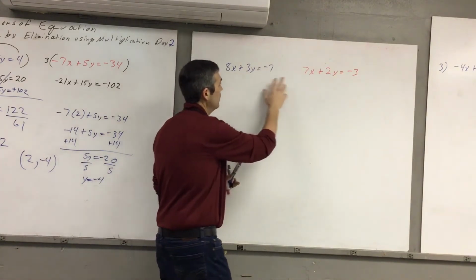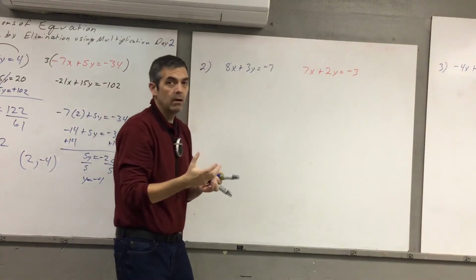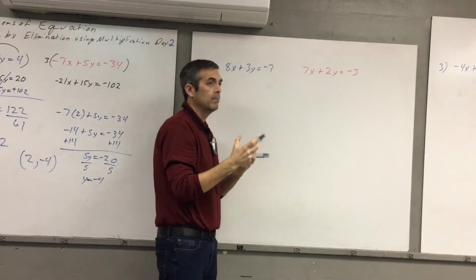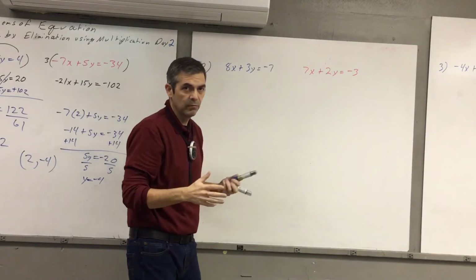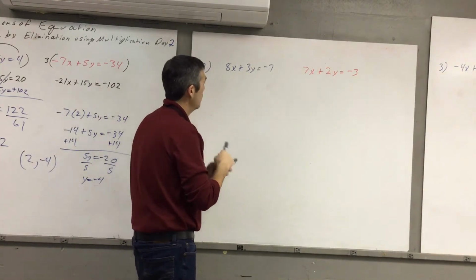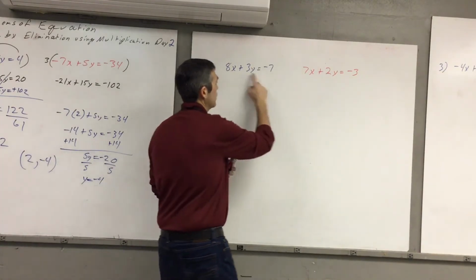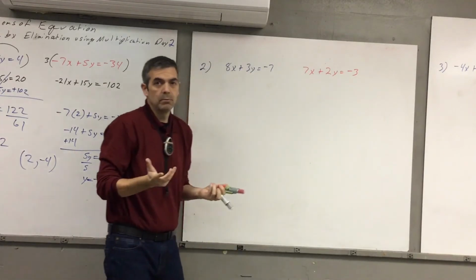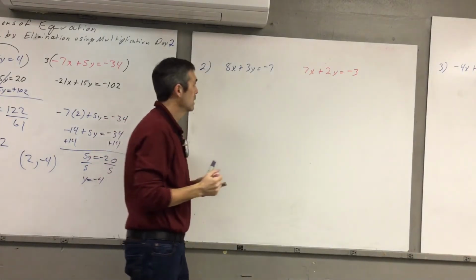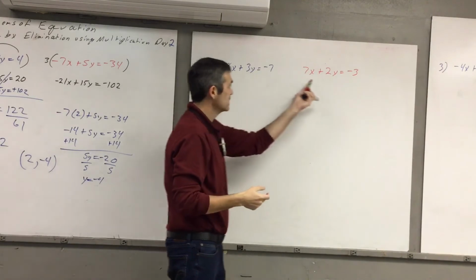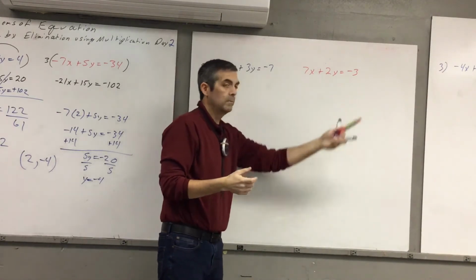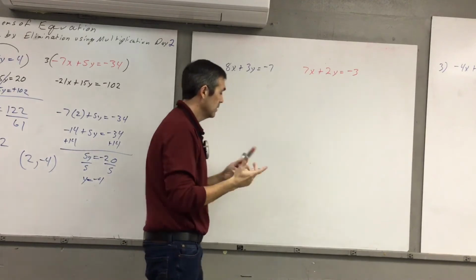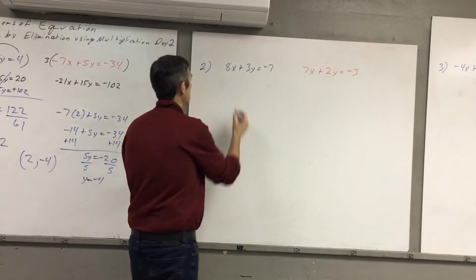Well, no, there's not. So now you look and go, okay, what is the easiest way to multiply these things to be able to get rid of one of them, right? Well, I like the 3 and the 2 because it's simpler multiplication. You could do the 8 and the 7, it would work, but your numbers are going to be bigger, which makes it a little more difficult. No reason to do that to yourself, right?